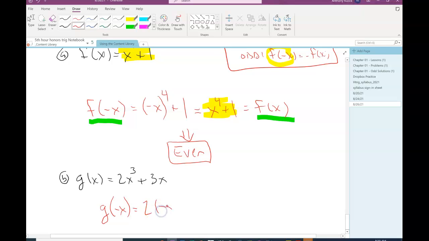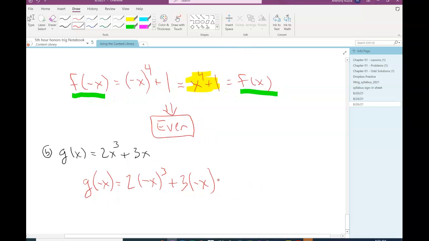So when I do g of negative x, I'm just going to plug negative x's in for all the x's in my function. If I have negative x to the third power, that is negative still, right? So that's going to be negative 2x cubed. And positive 3 times negative x is going to be negative 3x. I can see right away that's not exactly g of x, because the signs are wrong. So I know it's not even.